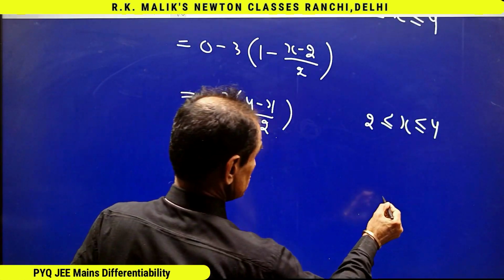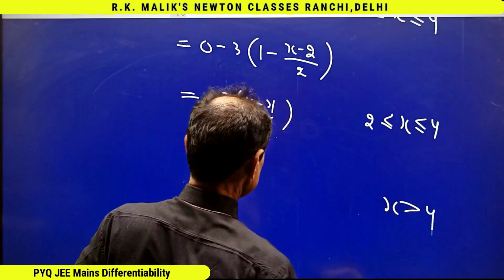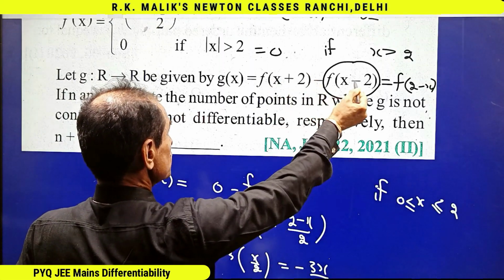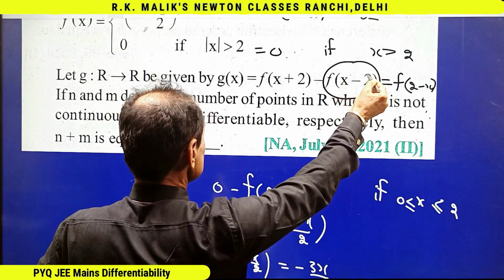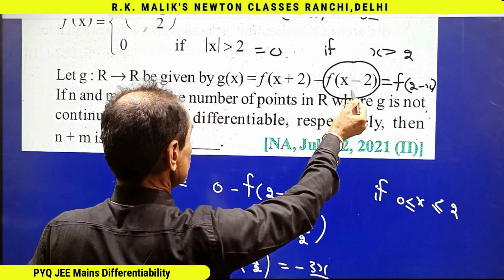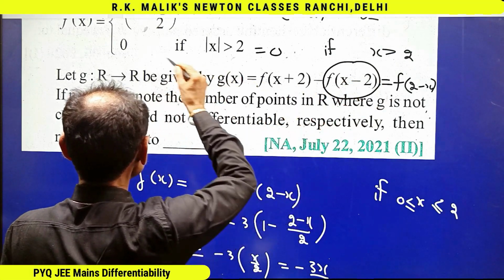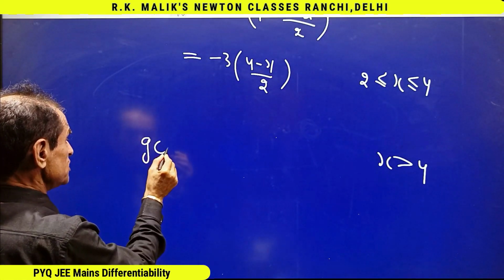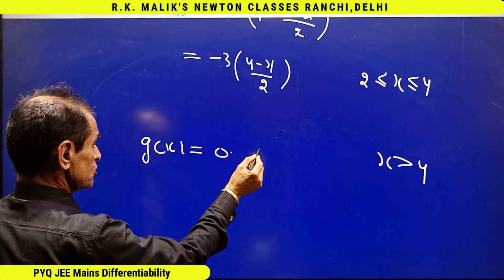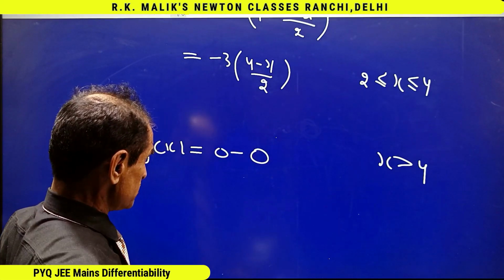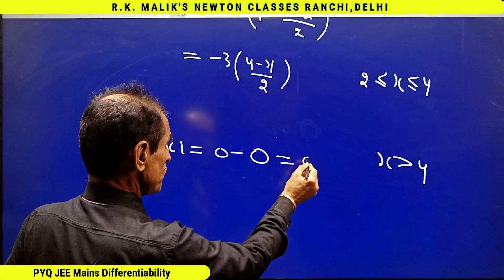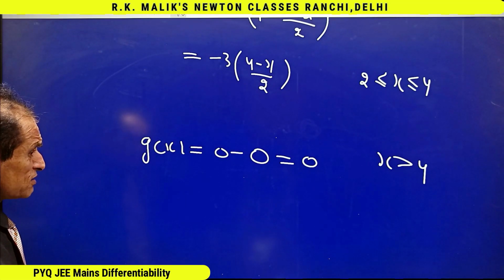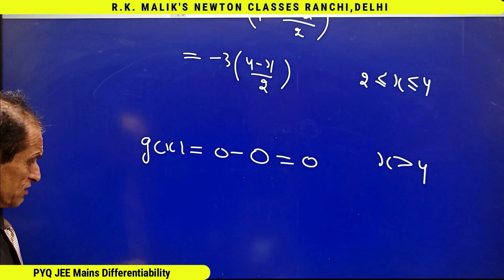And if x is greater than 4, then the value of this is also more than 2. The value of this is also more than 2. Hence, both of them will have the value 0 from here. Therefore, I conclude that g(x) is equal to 0 minus 0 if x is greater than 4, that is equal to 0. Hence, let us draw the graph of g(x) for positive values of x.